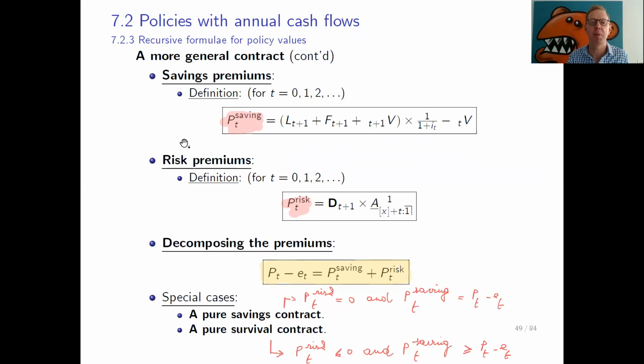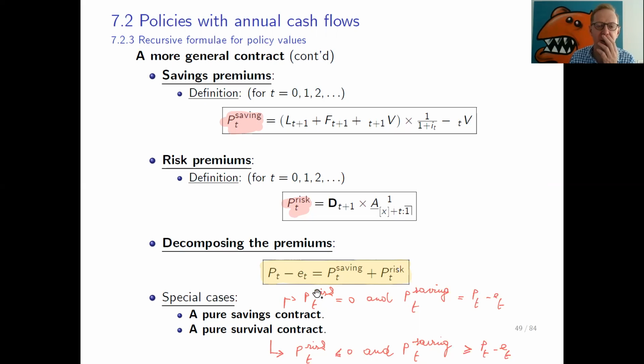And with savings premium and risk premium defined like this, we can decompose the premium payment at time T minus related expense, PT minus ET, as a sum of a savings premium and a risk premium. So if in an insurance contract you pay a premium PT and there is a cost ET, well, this PT minus ET is used for two parts: for saving, for letting your policy value grow, but also for the death cover. And then we can consider two special cases: a pure savings contract.